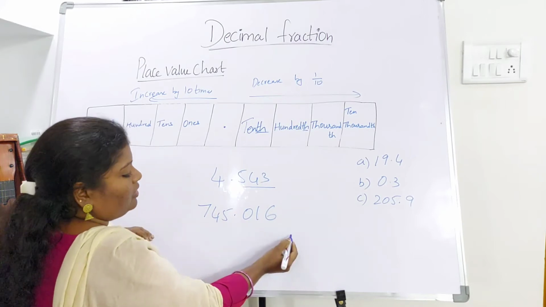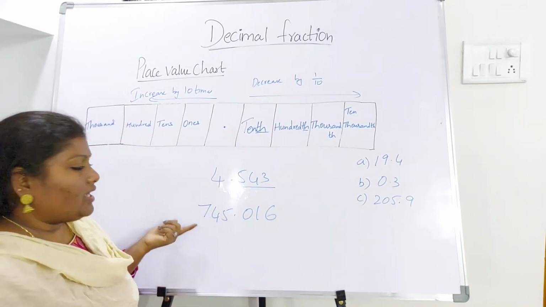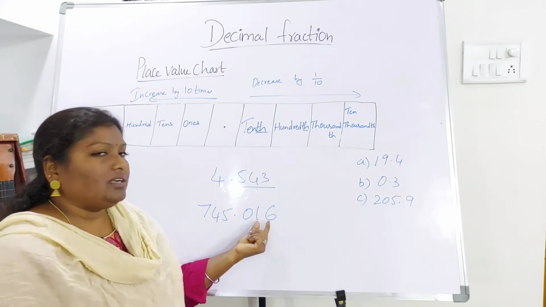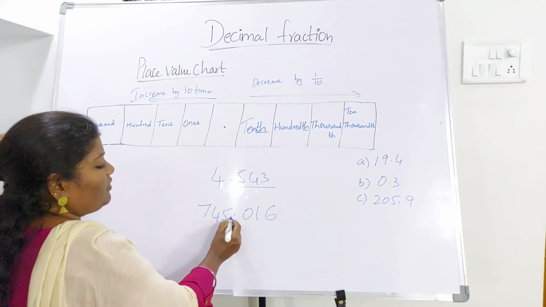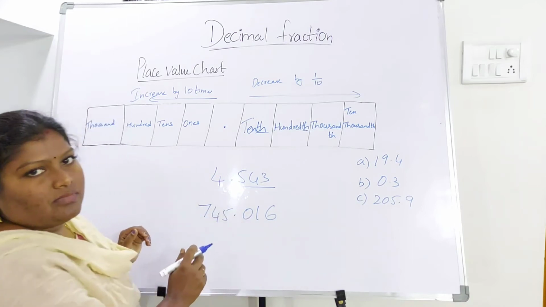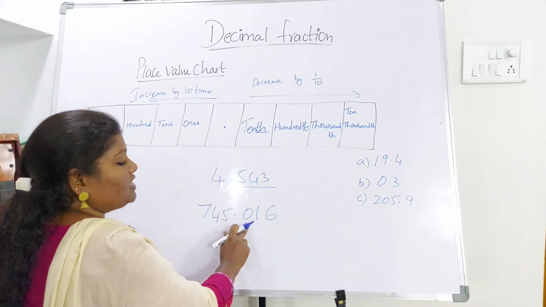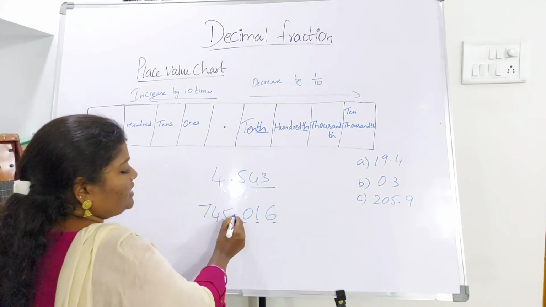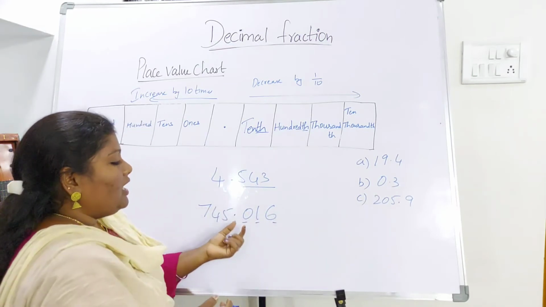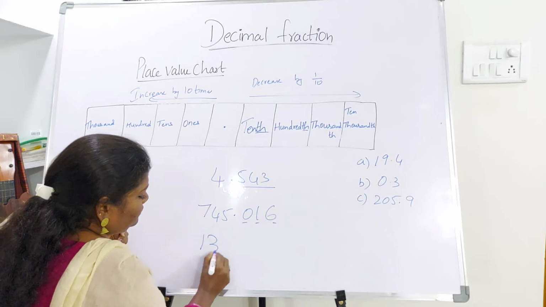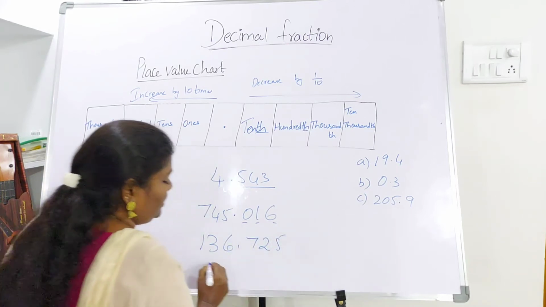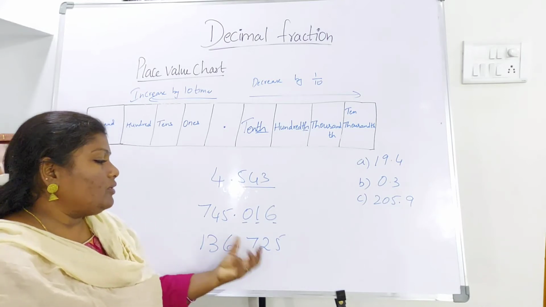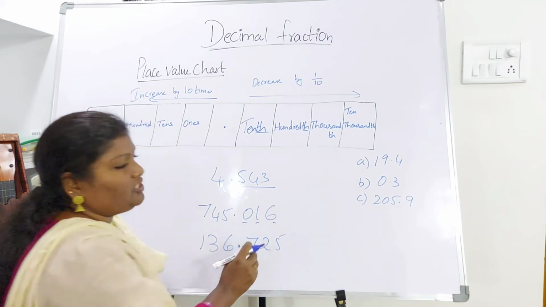If you have 745.016, how do you read this number? Do remember, before the decimal point you can read it as 745, but after the decimal point read the number using single digits. I repeat once again, 745.016, because the value after the point is not a whole number. It is a smaller value, so we separate and read the digits individually. For example, 136.725. Do remember, after the decimal point read the number by individual digits.